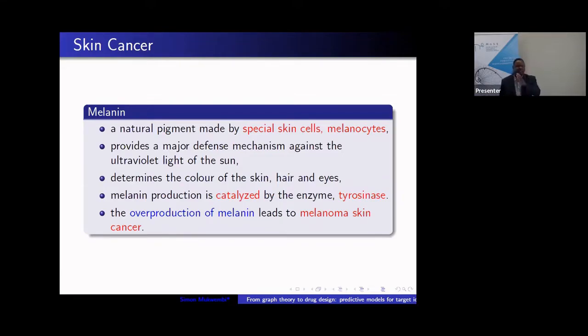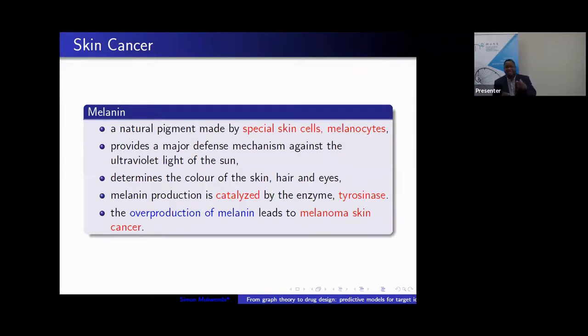So I'm now going to get back, with that foundation, to skin cancer. Well, we've got melanin, which is a natural pigment made by special skin cells called melanocytes. And this melanin actually provides a defense mechanism against the sun. It also determines the color of our skin, the hair, the eyes, and so on. And it's produced in the body.